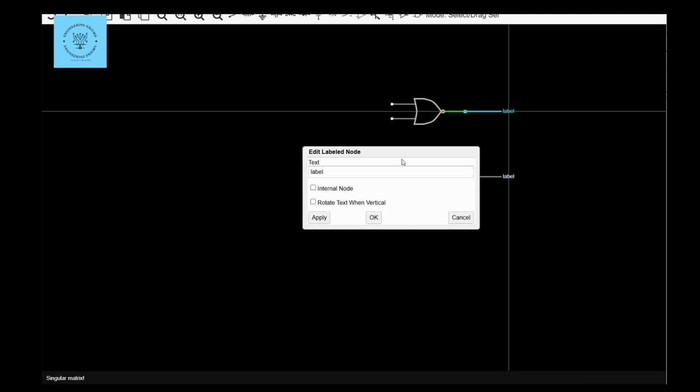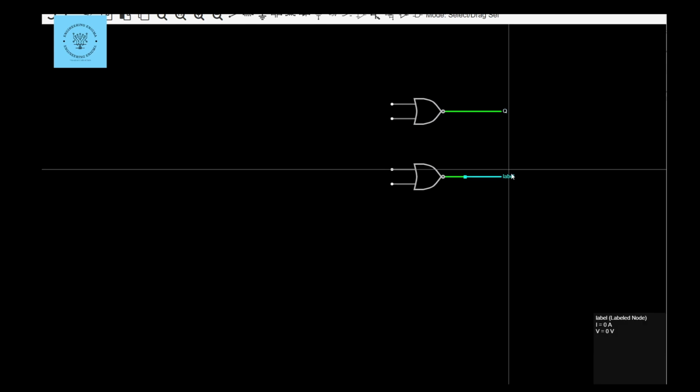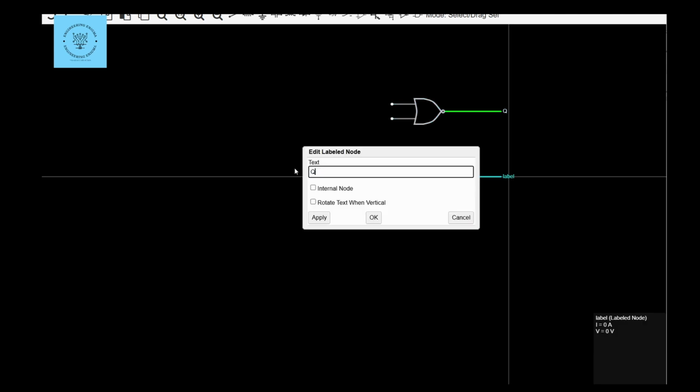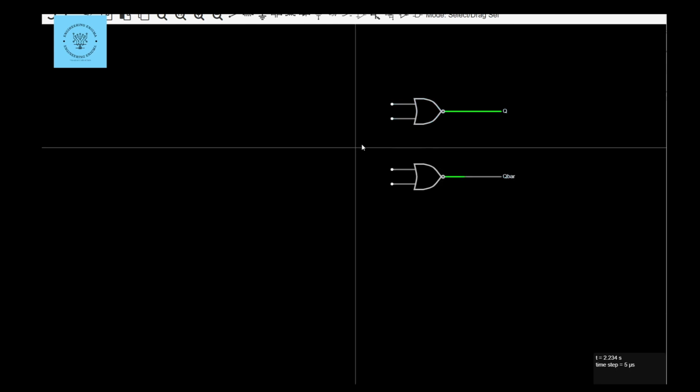Before we understand the circuit, let's first understand what a latch is. A latch is a simple memory circuit that can store one bit of data. It can remember the previous state even after the input is removed. This is why latch circuits are used in memory and digital electronics.